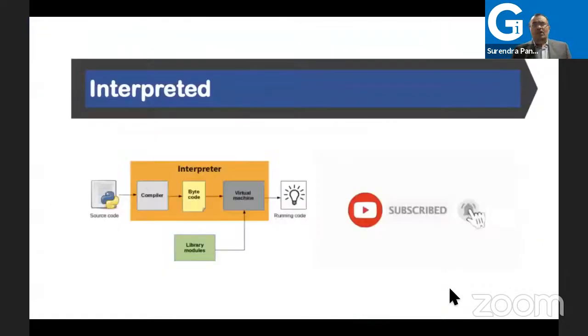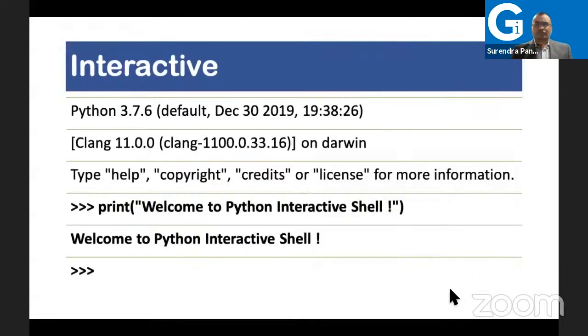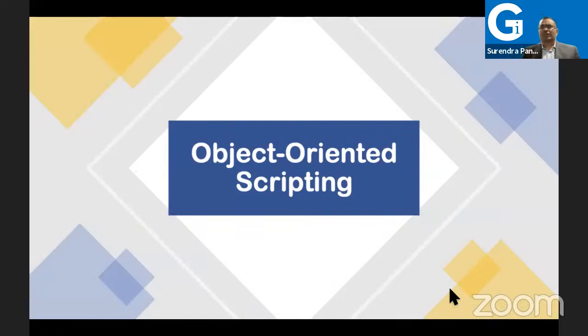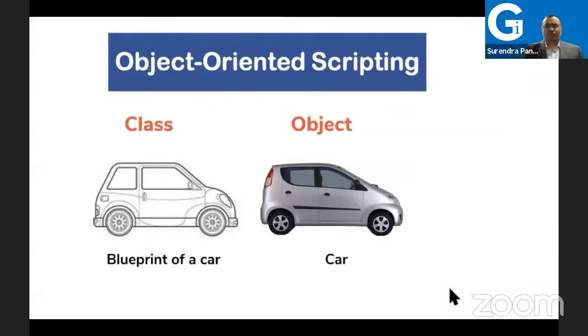Now, the interpreter, I told you, is itself a program. It's written in some language, like Python is written using the C language. So that way the interpreter is doing the work for you. The next thing is it's a very interactive language. The word interactive means you are just saying hello, print welcome to the Python interactive shell, and you get that shell responding immediately to you. So I can show the demo also, to understand how it works.